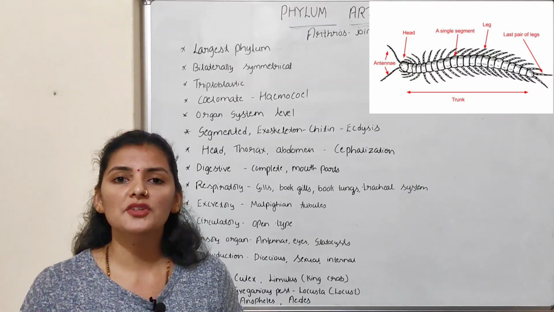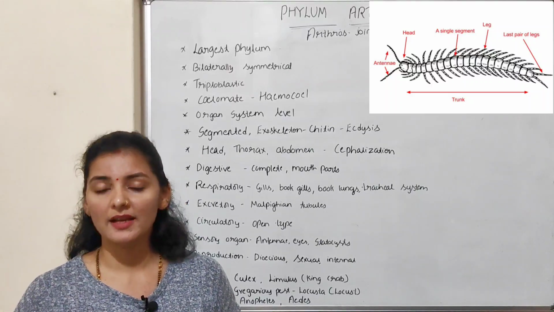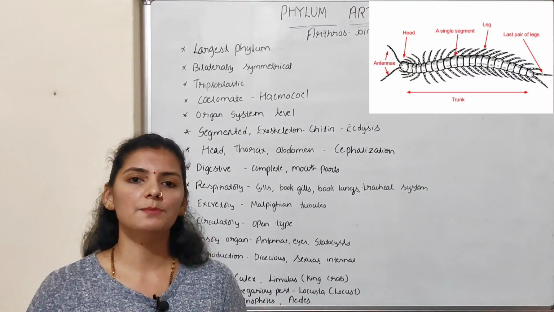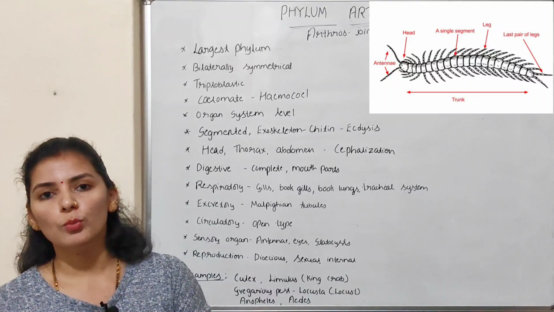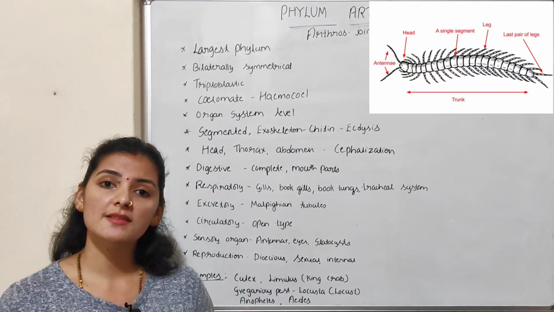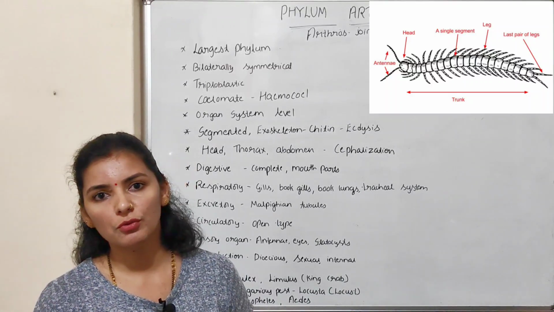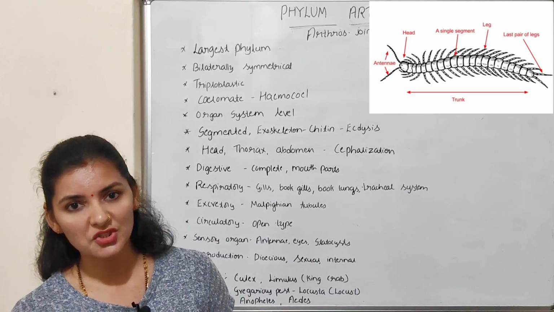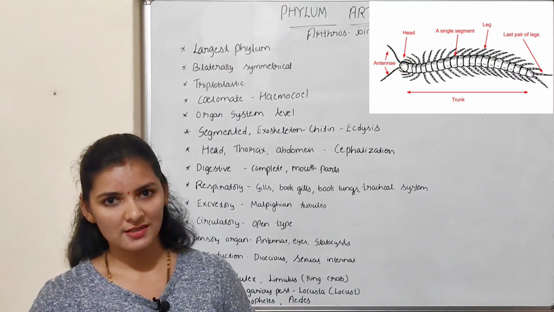A pair of appendages is present in each segment, and these appendages mainly help in locomotion or movement. Anyhow, some of the appendages are modified for holding food. Some of them help in respiration, injecting poisons, etc.